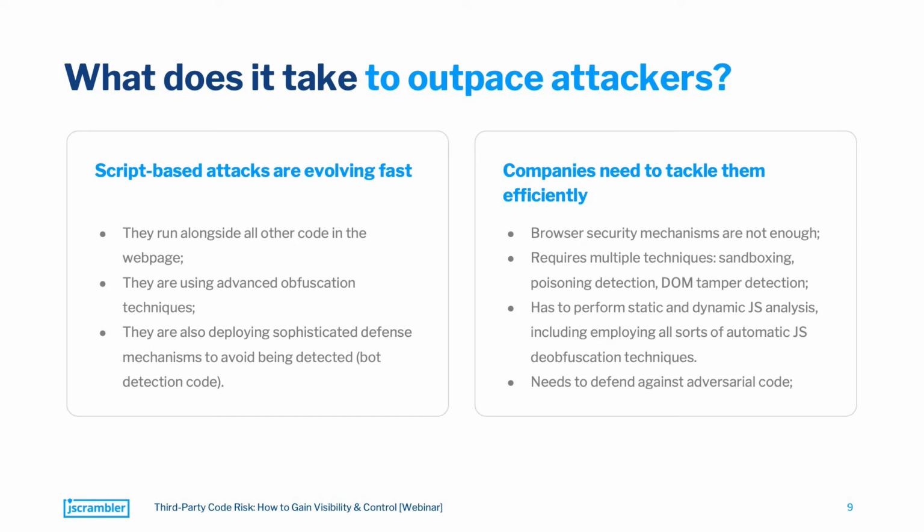Effectively detecting the scripts means leveraging several different techniques, such as sandboxing, poisoning detection, and DOM tamper detection. Plus, it must be capable of doing both static and dynamic JavaScript analysis and use the best possible deobfuscation techniques to uncover obfuscated scripts like web skimmers. And finally, because attackers will try to interfere with any solution that is actively trying to do all of this, the solution must also include resilient code protection to prevent tampering attempts against the solution itself.